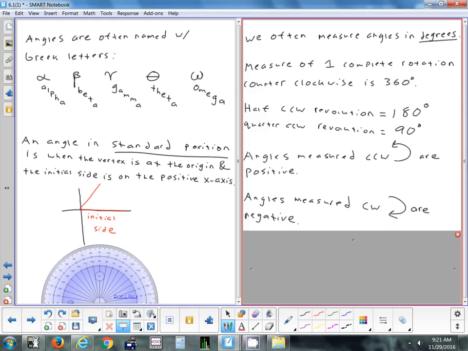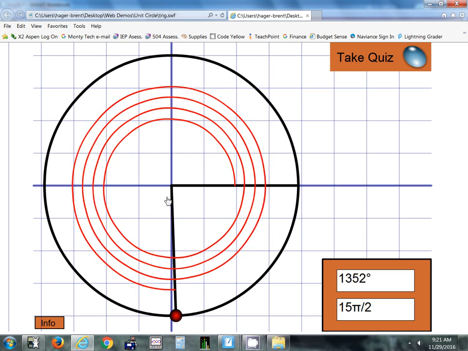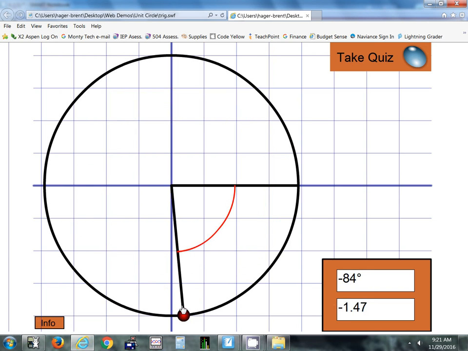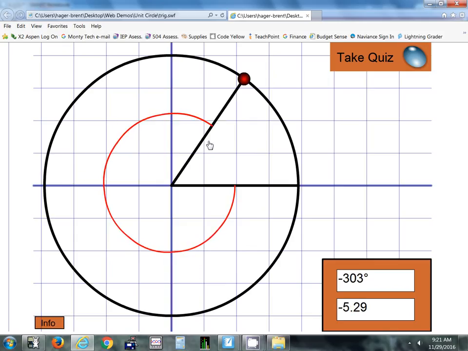If you go clockwise, now you're measuring a negative angle. I showed you that. So there's -90, -180, -270, and -360. And you might be noticing this other number below it. Anybody have a guess what that might be? That's radians. We'll talk about that in a minute.